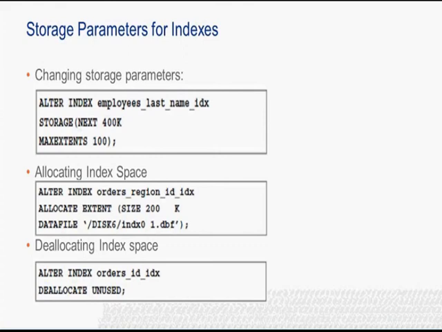Manual deallocation of space from an index. Use the DEALLOCATE clause of the ALTER INDEX command to release unused space above the high watermark in an index. Manual allocation and deallocation of space for an index follow the same rules as are used when using these commands against a table. Index space is deallocated when the table on which the index is built is truncated. Truncating a table results in truncation of the associated index.